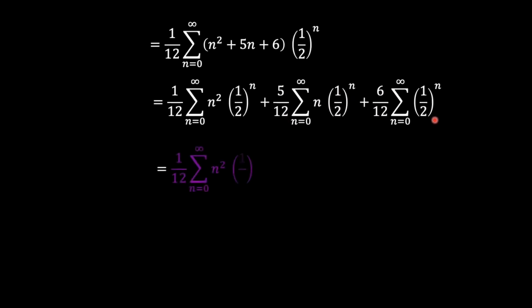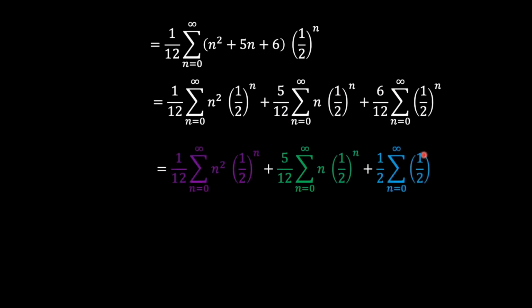So we've color coded this. We have the purple to indicate n squared times a half to the power n, summed from 0 to infinity, and green denoting 5 over 12 times the summation of n times a half to the power n, from 0 to infinity. And then the bright blue is a half times just the summation of half to the power n from n equals 0 to infinity.